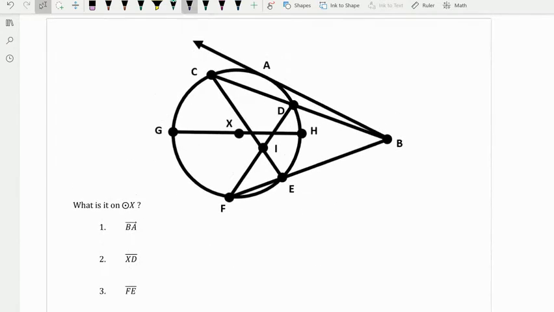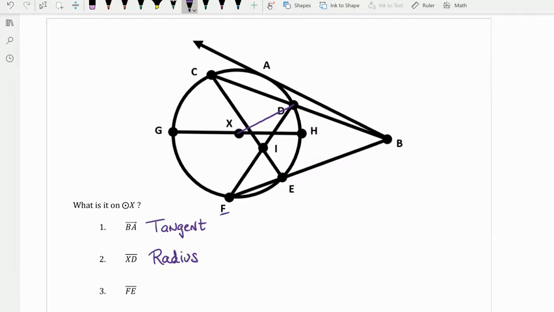Now that we've gone through all the words, let's pick out some segments and name what they are. You do want to pay attention to whether it's a segment, a line, or a ray. This first one, we've got ray BA, which goes right there. That is only touching the circle in one spot at point A, so that would be a tangent. Segment XD, we can't even see in the circle, but I can draw it in if I connect those two points, X and D. That goes from the center to a point on the circle, so that is a radius.